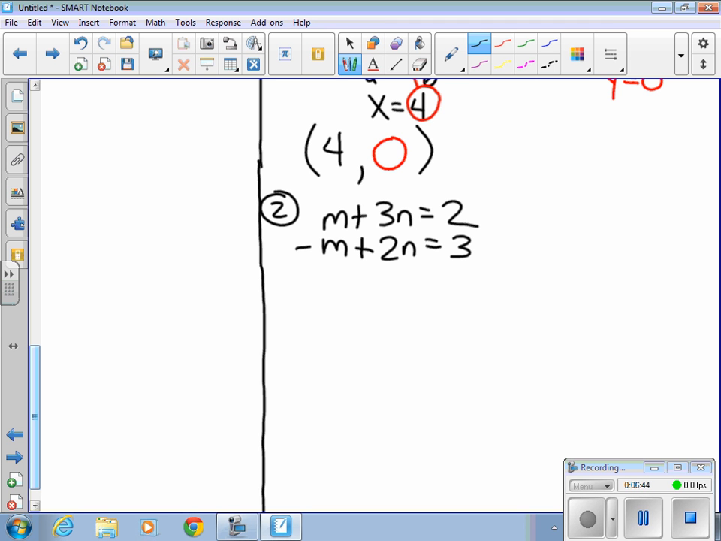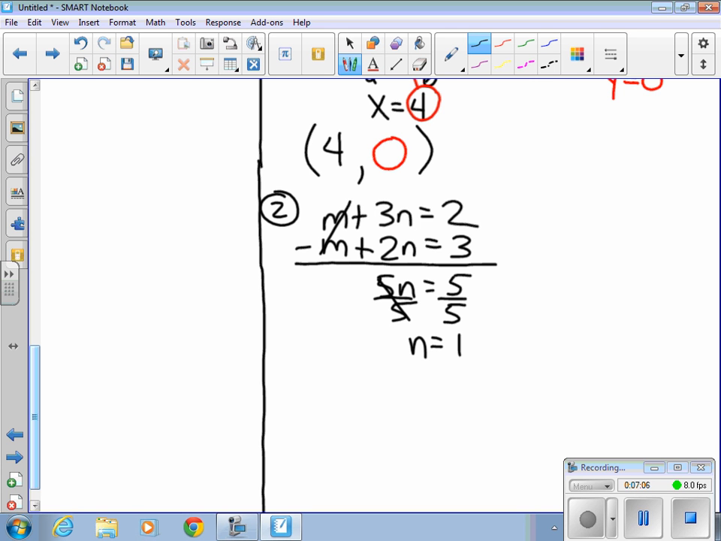So I'm looking next to find coefficients that are opposites of each other. For the m's, I have a positive one and a negative one, so that's already ready to go. I don't need to change anything. So now I'm going to combine by adding vertically the equations. My m minus m is going to eliminate. 3n plus 2n is going to give me 5n. 2 plus 3 is 5. Divide both sides by 5, and you get n equals 1.